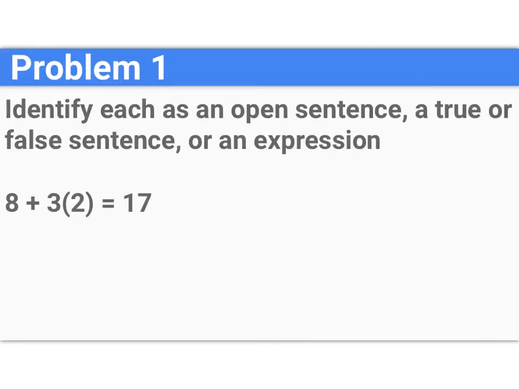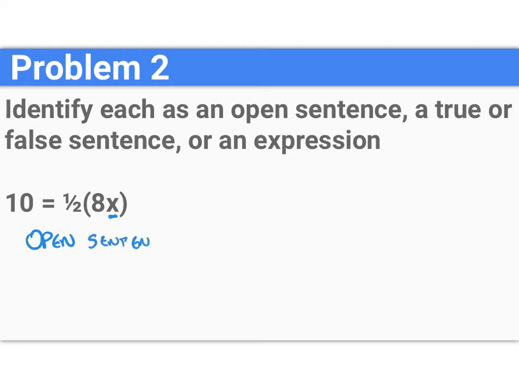Okay, identify each as an open sentence, true or false. Is 8 plus 6 equal to 17? Well, this is closed because it's all numbers, but 8 plus 6 is not 17, so it's false. Okay, 10 equals 1.5x. This is an open sentence. Why is it an open sentence? Because we have a variable, so this is an open sentence as opposed to a closed sentence.